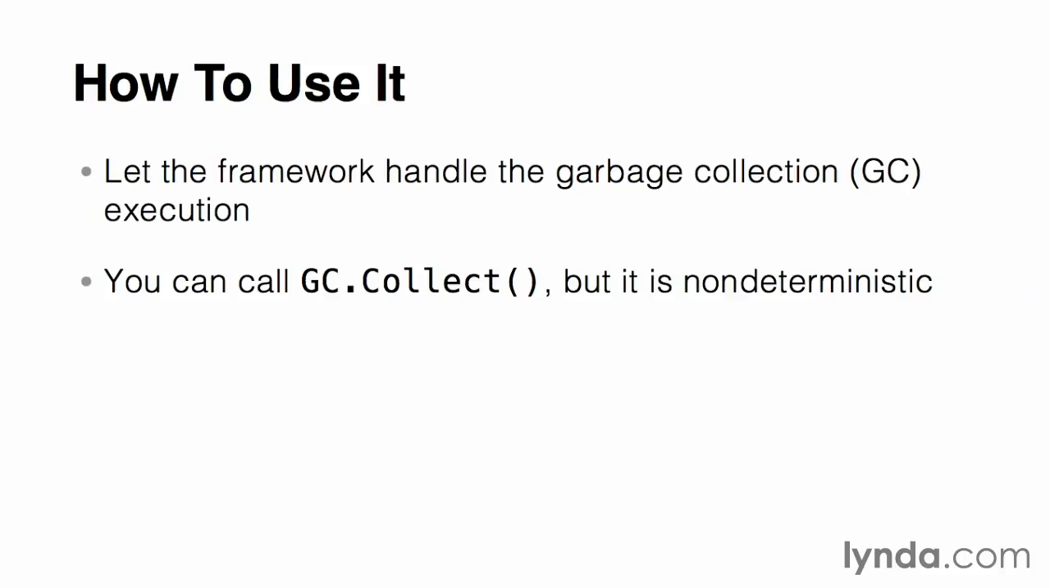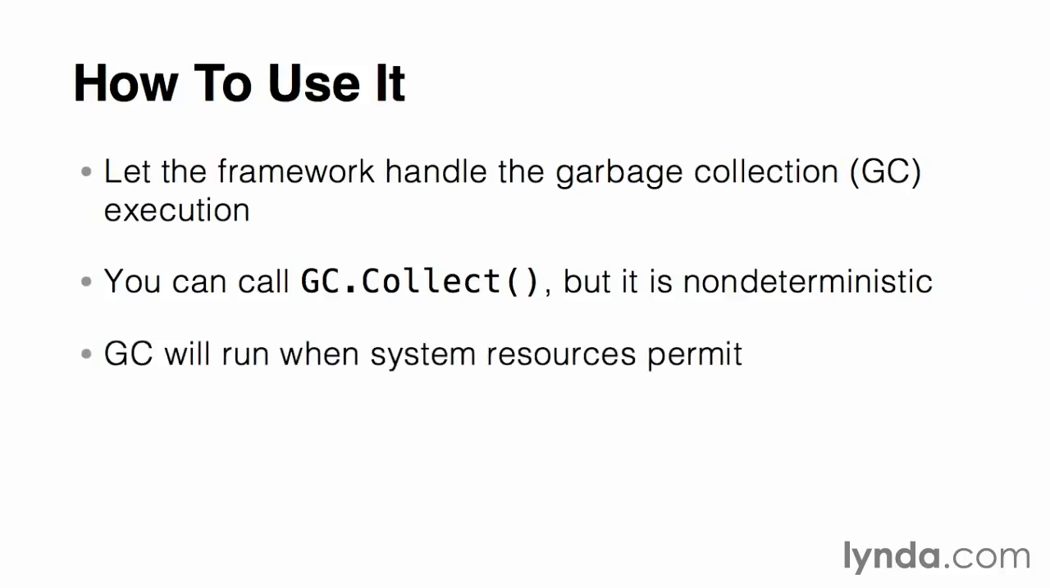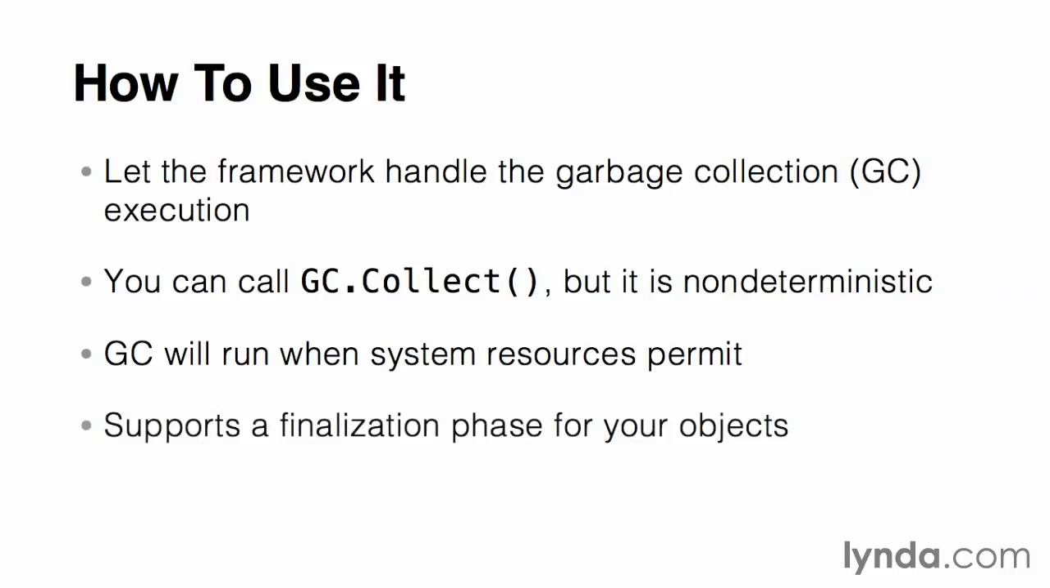The .NET framework still manages the garbage collector, and it's fully capable of knowing when it should and should not run GC.Collect. GC will only run when the system resources permit, and this is why calling GC.Collect doesn't mean it's necessarily going to kick in and start executing at that point in time. But what it does do when you call GC.Collect or when the garbage collector runs itself is it supports something known as a finalization phase for your objects. And what this means is it gives your object the ability to clean up after itself.